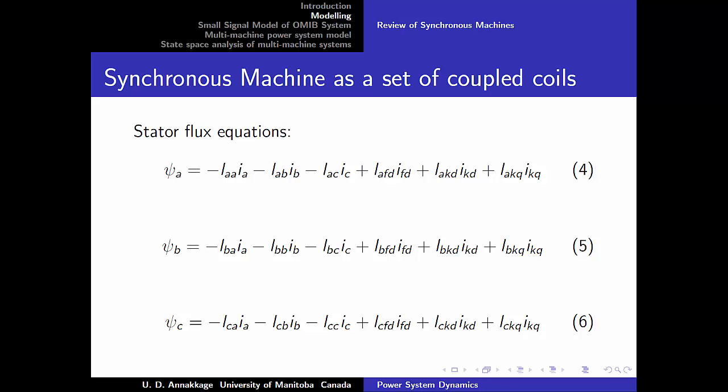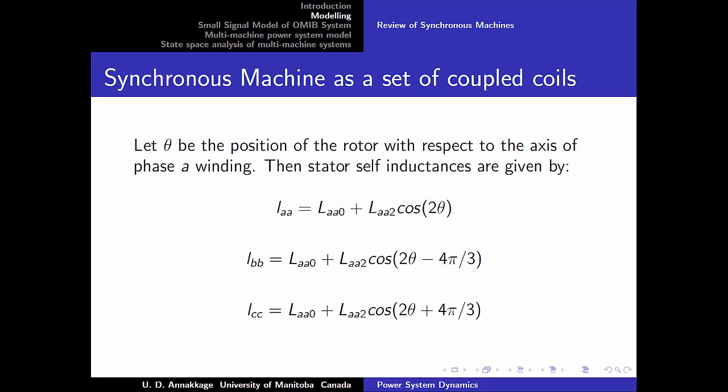Some of these inductances depend on the relative position of the rotor. Some are independent of the position of the rotor. I am going to let the students figure out how these inductances vary with the position of the rotor. I will simply present these relationships.